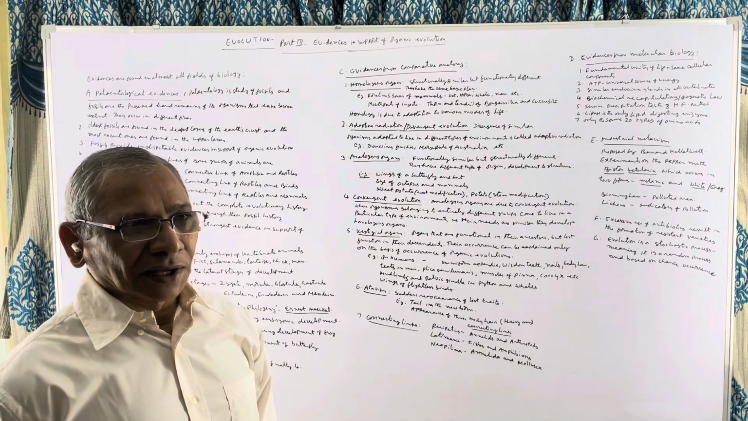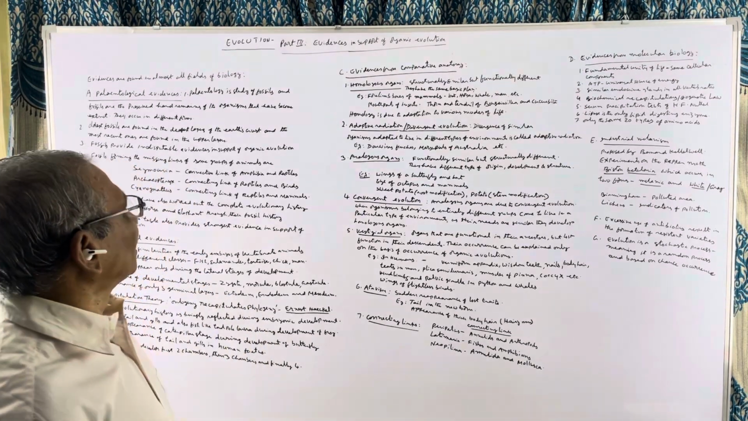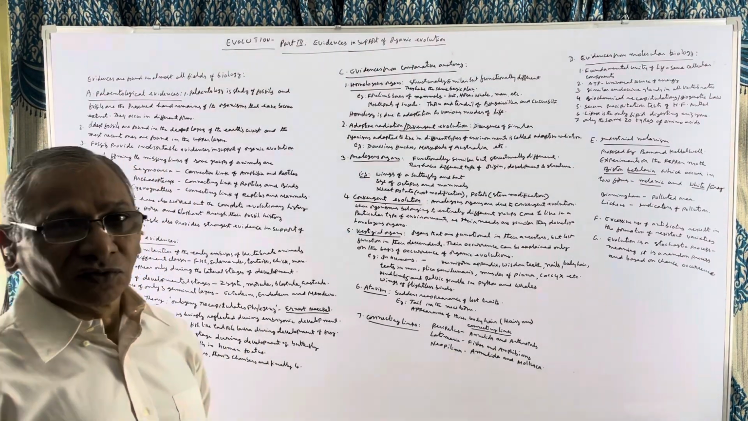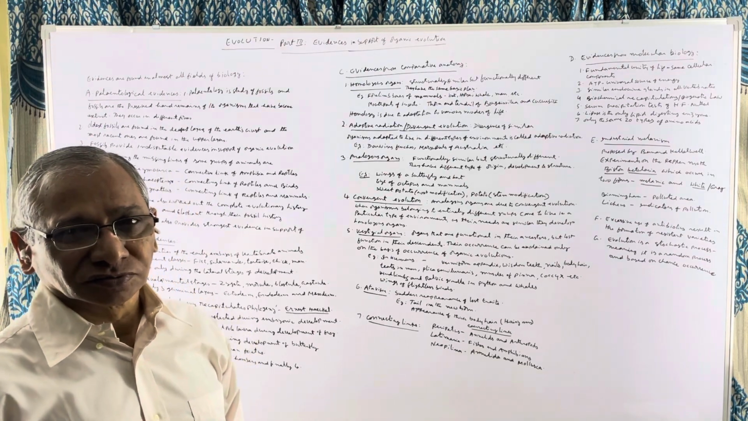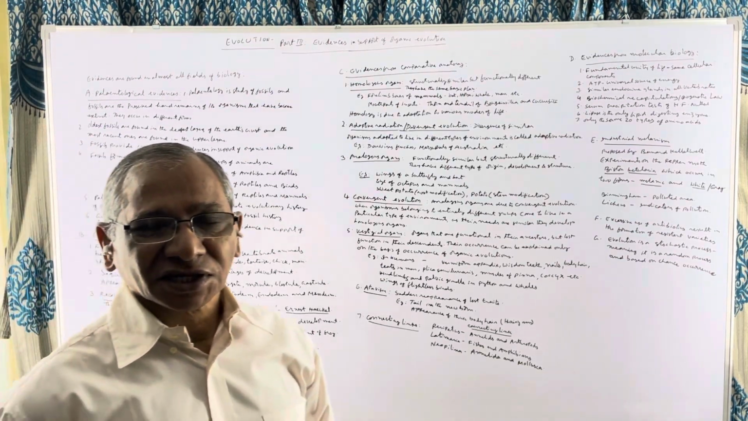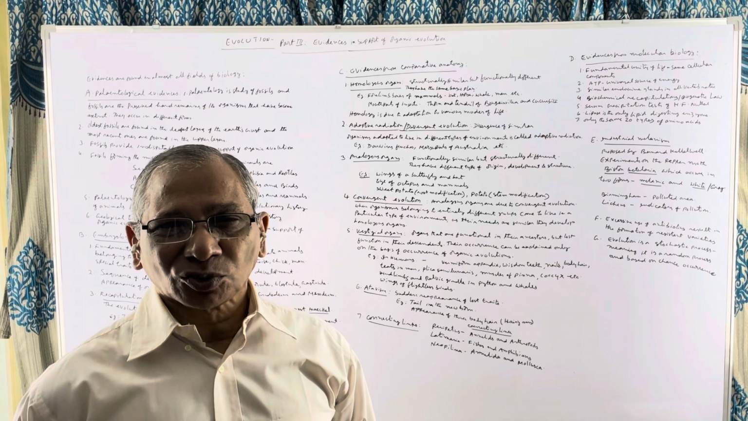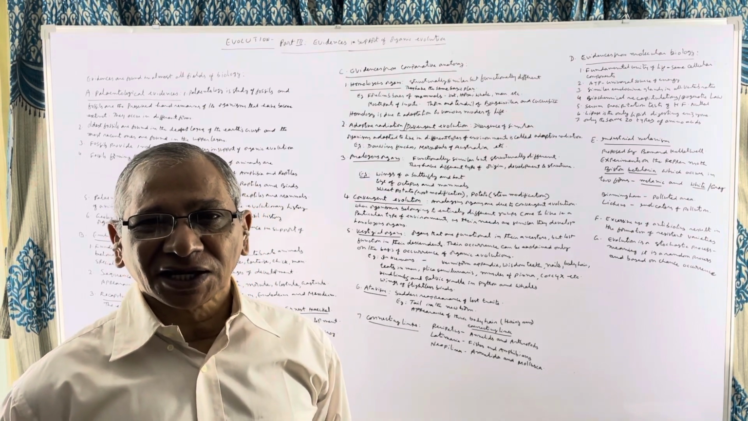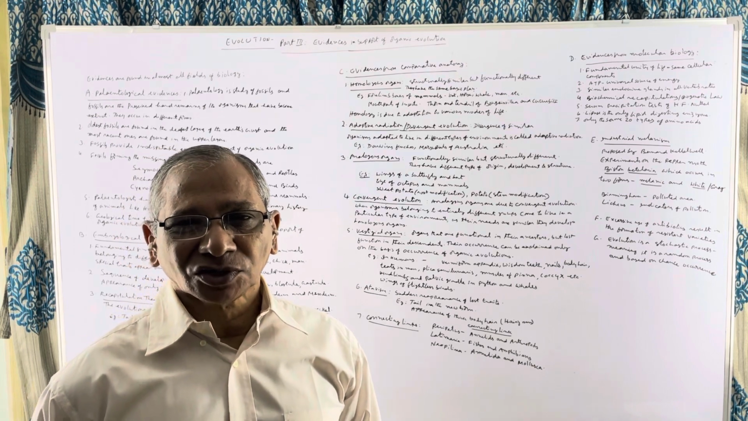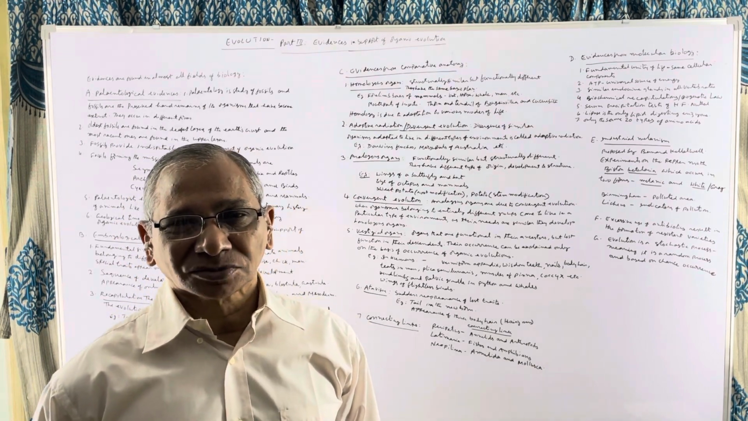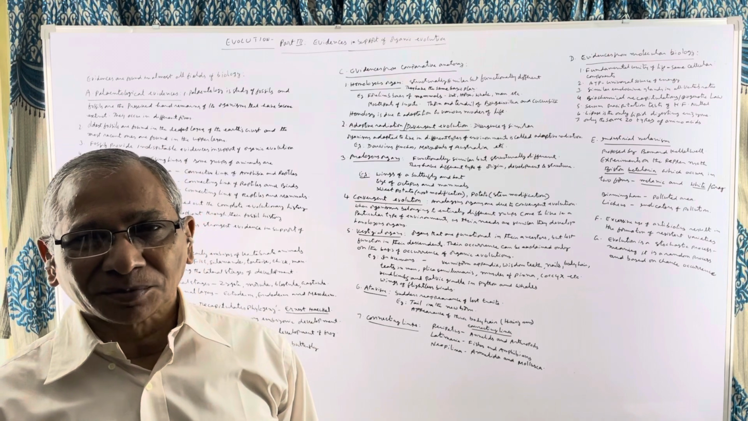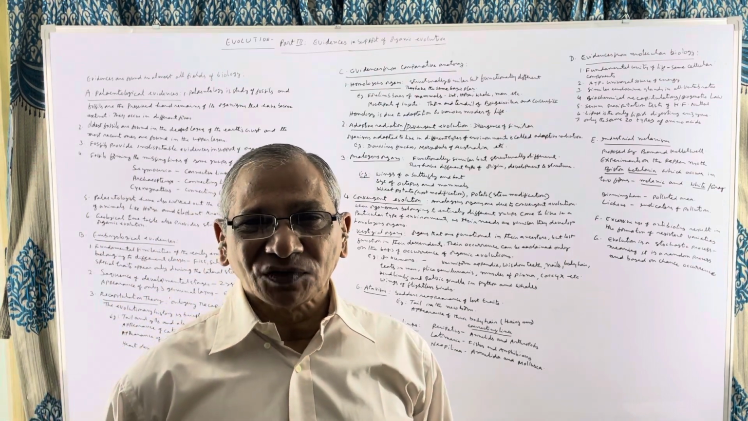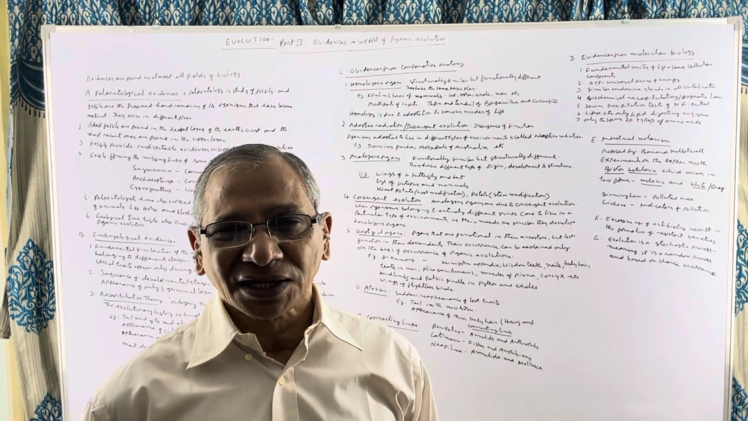Today, I am taking up the topic evidences in support of organic evolution. Evidences are very important to support any theory. Without proper evidences, the theory is useless. Take the example of Lamarckism. Lamarckism has no supporting evidences, so it is not generally accepted.